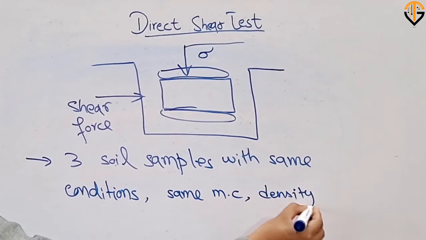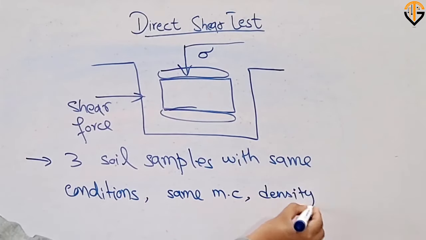So for the first trial, we applied normal stress of 50 kPa. We recorded the displacement and shear force for 50 kPa. We determined the displacement, we recorded the shear force values, then we convert the shear force into the shear stress, and we determine the maximum shear stress value against the 50 kPa normal stress. So let's assume we obtain 30 kPa of maximum shear stress corresponding to the 50 kPa normal stress.